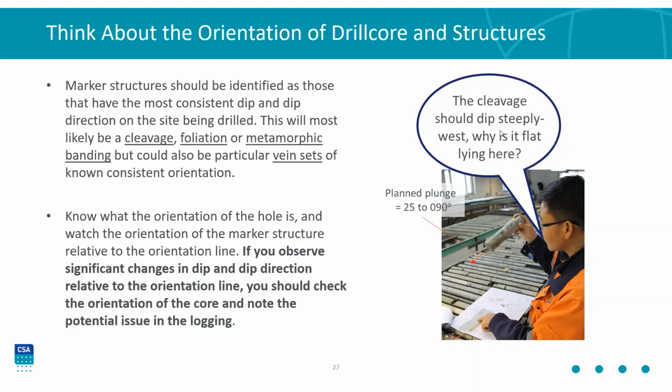So you can see that this guy on the right here is looking at his drill core. He's trying to orient the core and thinking about the structures that he's measuring in the context of that oriented hole. And then as you go down the core, you keep doing this. And so if you observe any significant changes in dip or dip direction of that marker structure, then you can check and see, is there a problem with the orientation of the core?